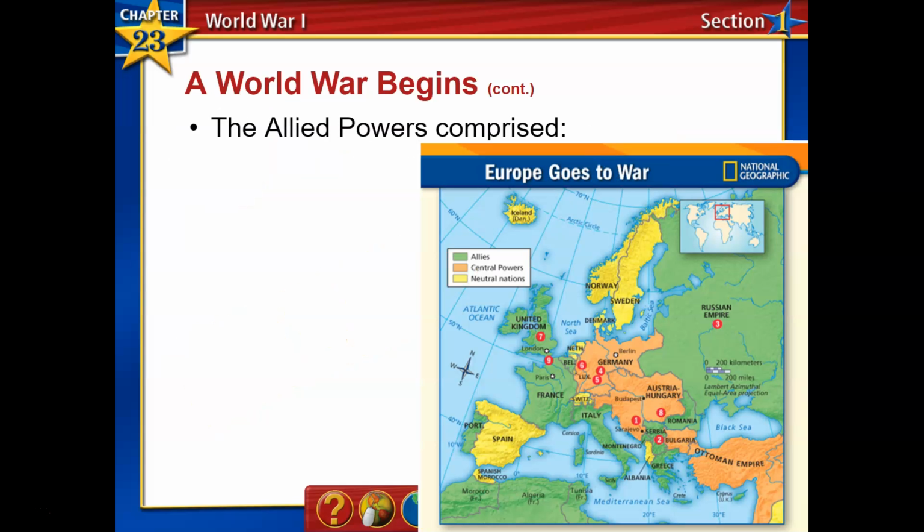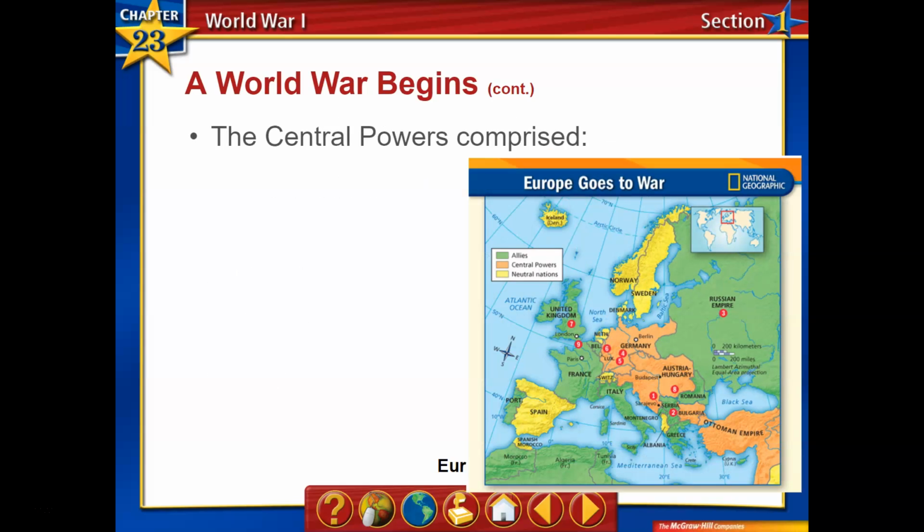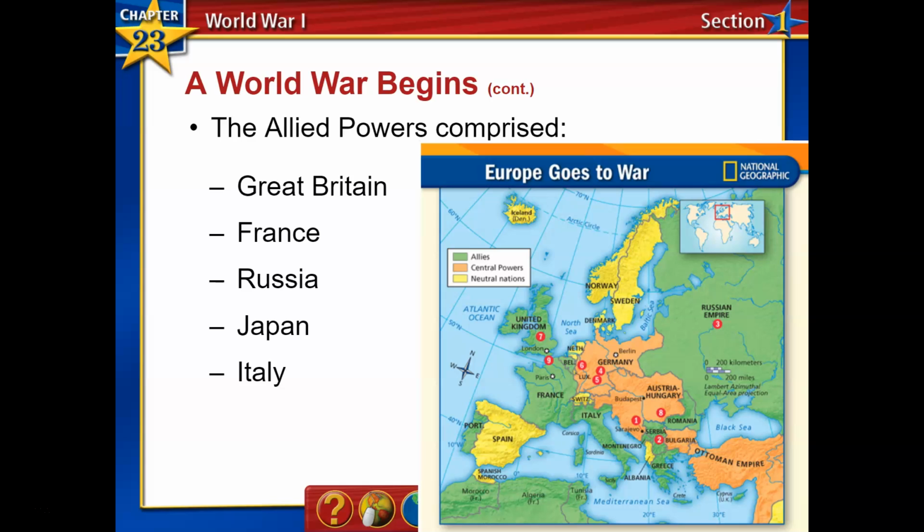So, very quickly, looking at the two sides, you have the Allied powers and you have the Central powers. Let's start with the Allied powers. The Allied powers include Great Britain, France, and Russia, all members of the Triple Entente. That one stayed intact. Later on, Japan's going to join along with Italy, and again, that's a change from the Triple Alliance. Also, of course, later, the United States.